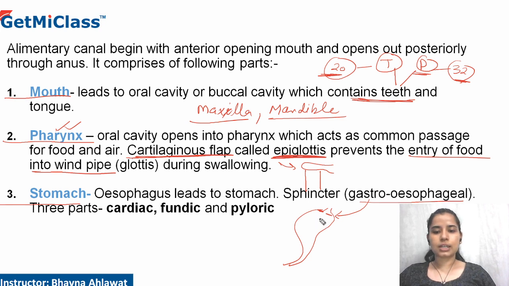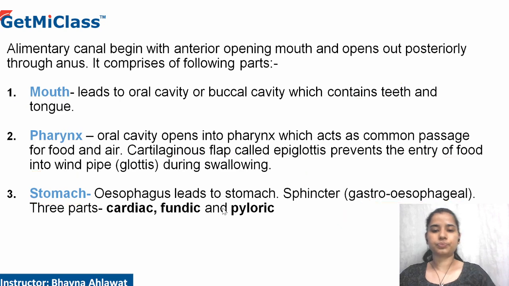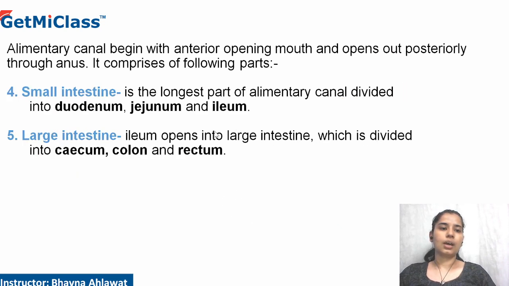Basically the stomach is divided into three parts: cardiac, fundus and pyloric part. So these three parts are there. The whole stomach contains three parts: cardiac, fundus and pyloric. Then, other parts after the stomach, we have small intestines and large intestines. So these are the organ systems which are working between the pharynx and the stomach.